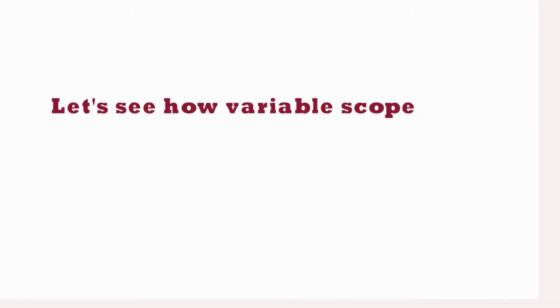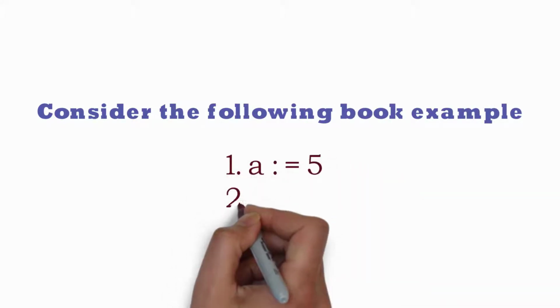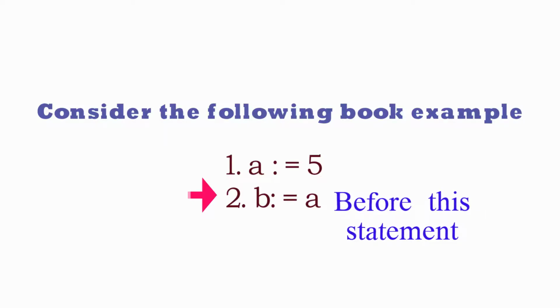Now let's see how variable scope works in a programming language with an example. Let's consider the following book example. The first statement is A = 5 and the second statement is B = A. So in this example, A and B are the variables. A is assigned a value 5, that is mapped as 5. In the next statement, this A value is bound to B. Note that whatever value A had before the statement, that value is assigned to B.